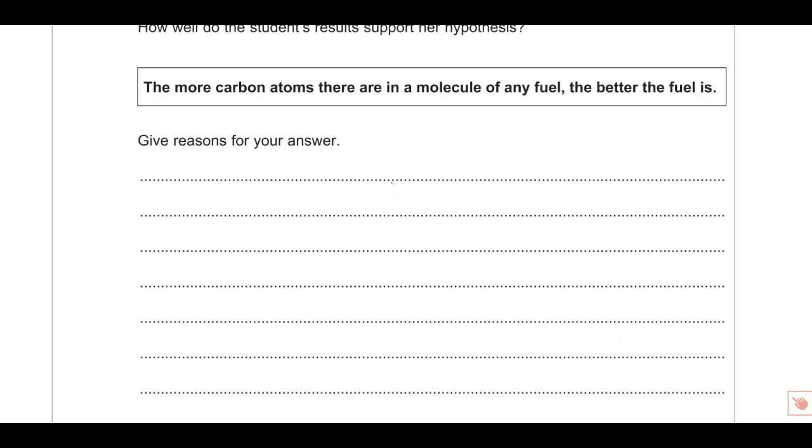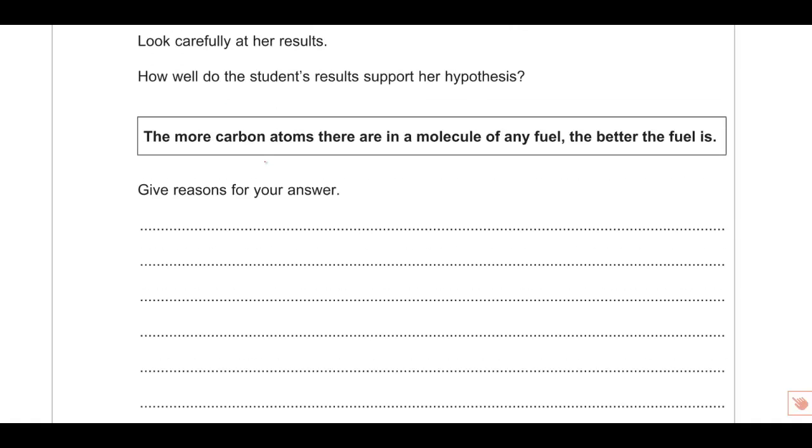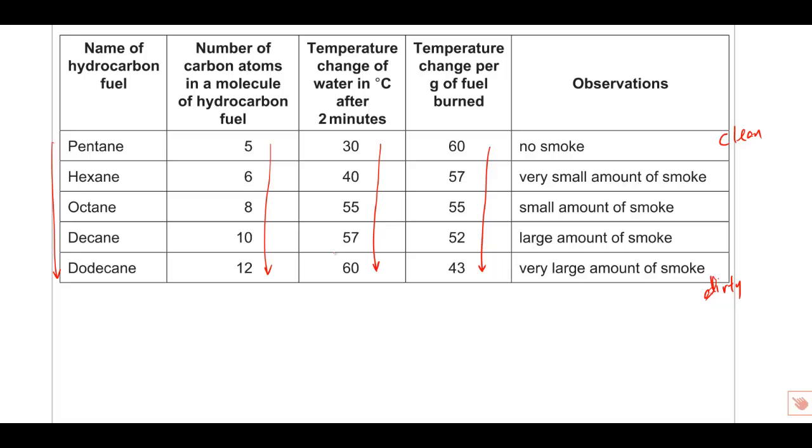So it gives me the same hypothesis, and it's asking, scroll up a little bit, how well, and use the results, how well do the student's results support her hypothesis? The more carbon atoms in a molecule of any fuel, the better the fuel is. Well, my first thing would be the student only tests alkanes. And we've seen that in the table we've got there. Pentane, hexane, octane, decane, and dodecane. So she's only testing alkanes or hydrocarbons, we could say.